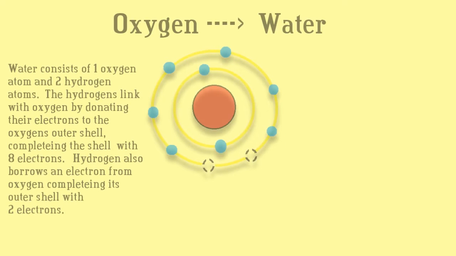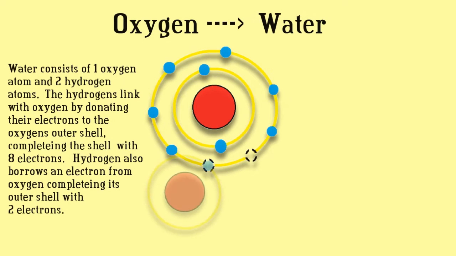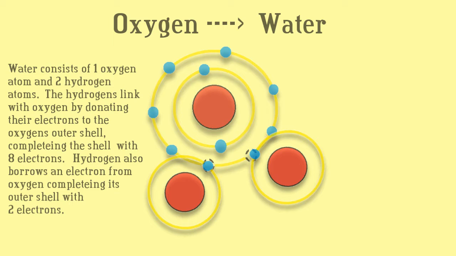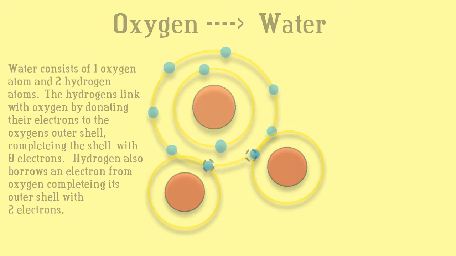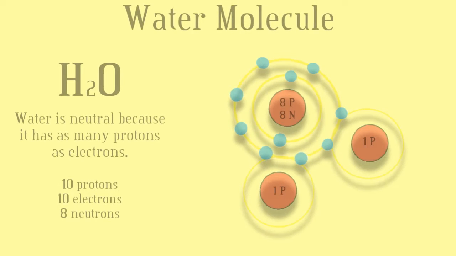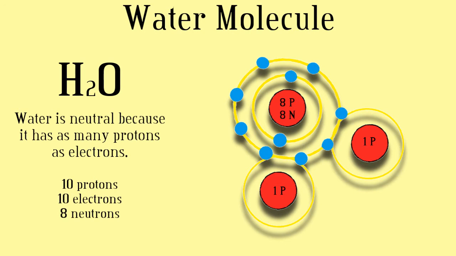How oxygen turns into water. Water consists of 1 oxygen atom and 2 hydrogen atoms. The hydrogens link with oxygen by donating their electrons to the oxygen's outer shell, completing the shell with 8 electrons. Hydrogen also borrows an electron from oxygen, completing its outer shell with 2 electrons. The water molecule has 10 protons, 10 electrons, and 8 neutrons.